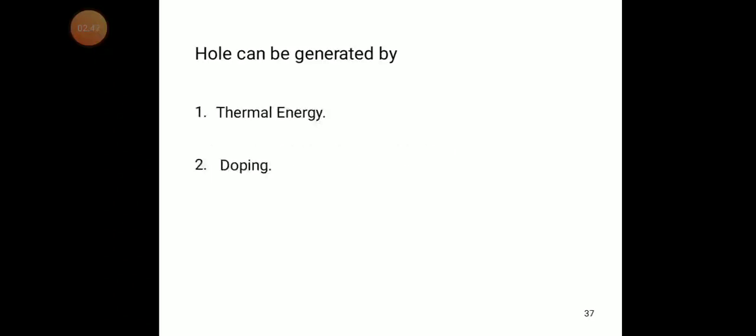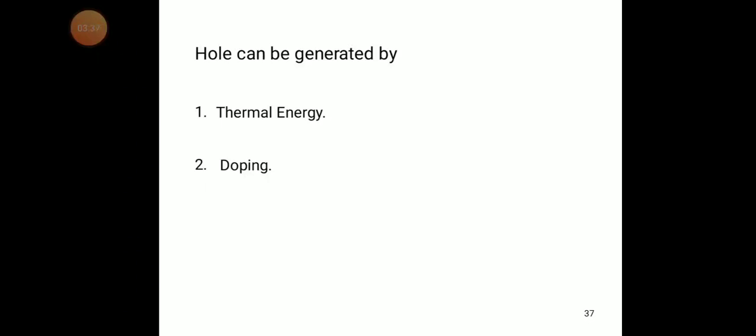A hole can be generated by thermal energy, and the second way is doping. How can we generate holes? A hole is nothing but the absence of an electron in the covalent bond. An equal amount of attraction and equal properties are there for the hole, but it is the opposite of the electron, that is, the absence of the electron. This is also treated as a quantity like the electron. A hole has the same importance as the electron.